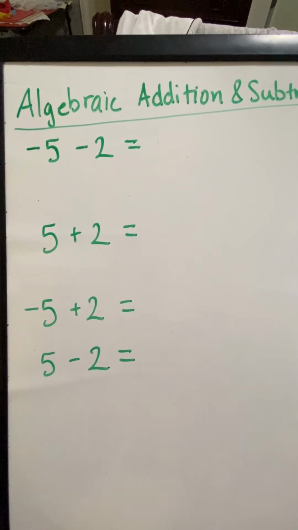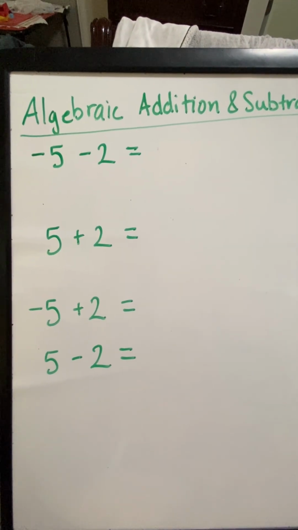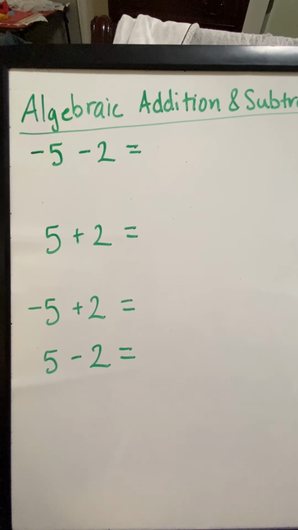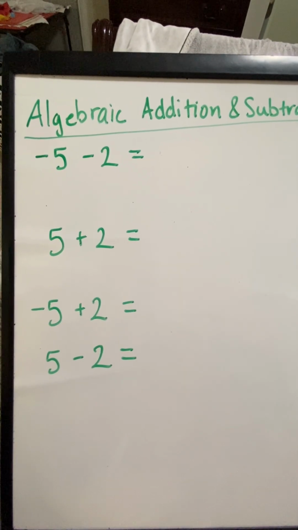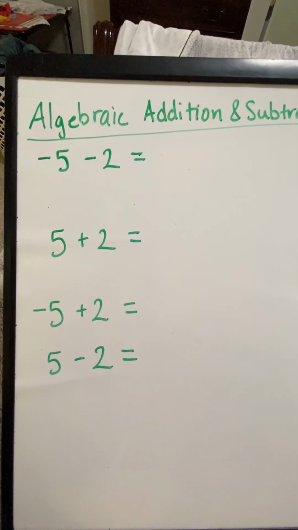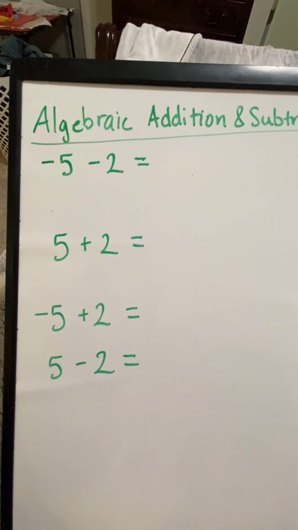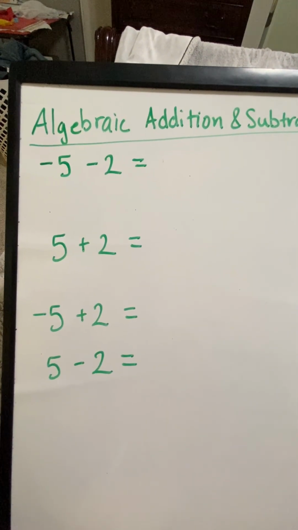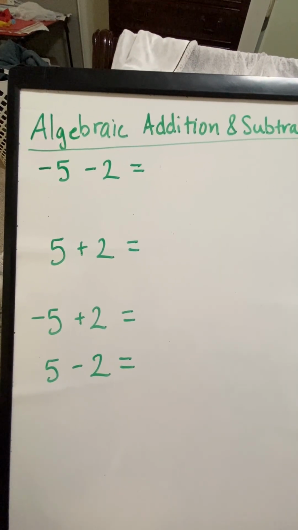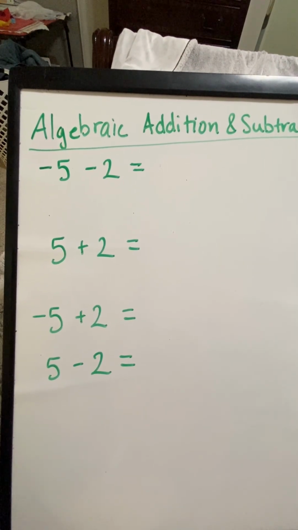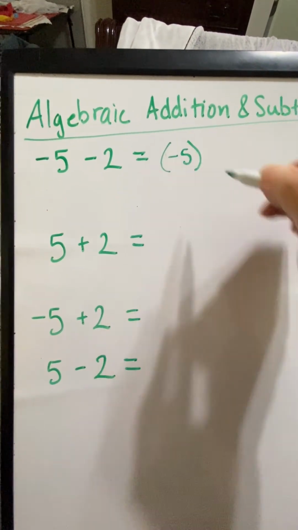Okay, we are on lesson 6 of Algebra 1. We're talking about algebraic addition and subtraction, specifically negative numbers, and they want you to understand this concept here, okay? So when we have something like -5 here at the beginning, what they want you to do is kind of think of it as a parenthesis. Okay, so we're going to have a -5 in this parentheses.